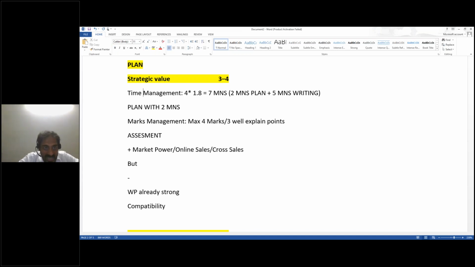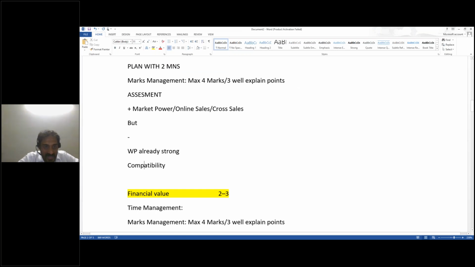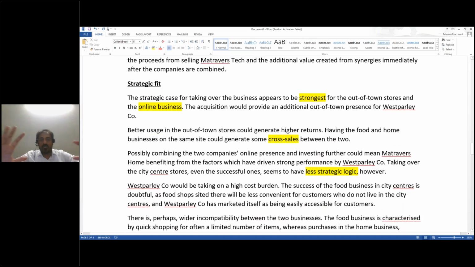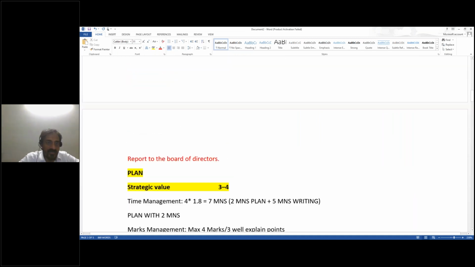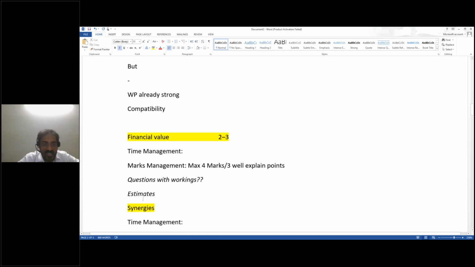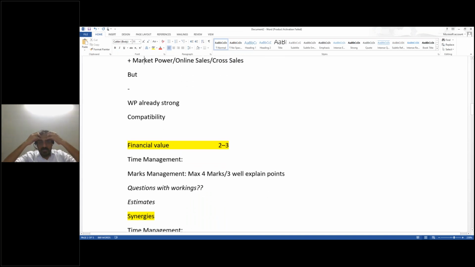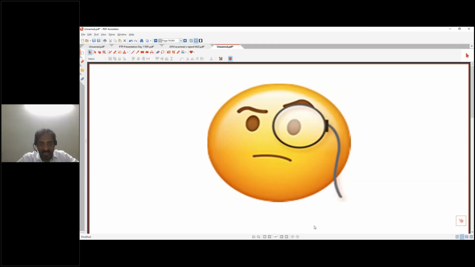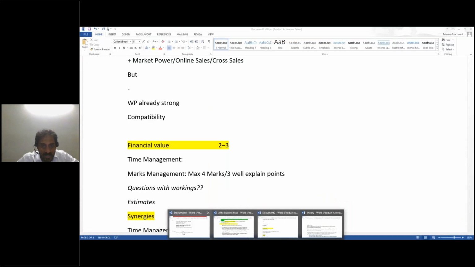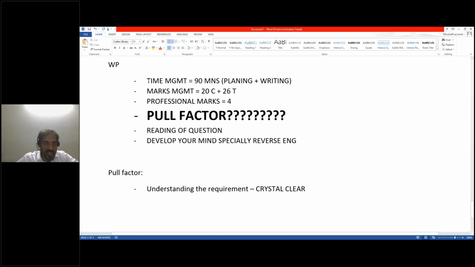That is what the planning is about. First, you have to develop a plan, then you will start writing. 3 to 4 points. Candidates, that is more than enough for today's session. Then the next one is the financial value. Then synergy. Same method. First you have to think about how to answer it. Candidates, please reply to me. One last point. Are you getting the point?